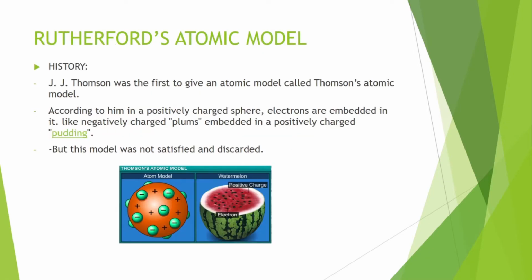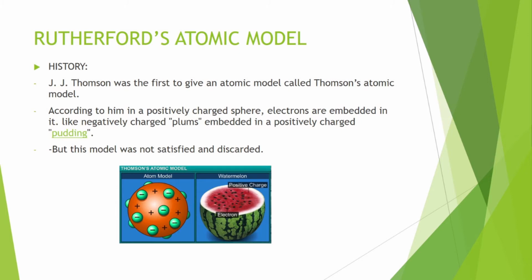Before discussing Rutherford's atomic model, let's discuss the history of other atomic models. So, after discovery of electron and proton, it was a great challenge for the scientists to know about the arrangement of electron and proton inside an atom, that is, the atomic structure or atomic model. J.J. Thomson was the first to give the atomic model, famously known as Thomson's atomic model or plum pudding model.